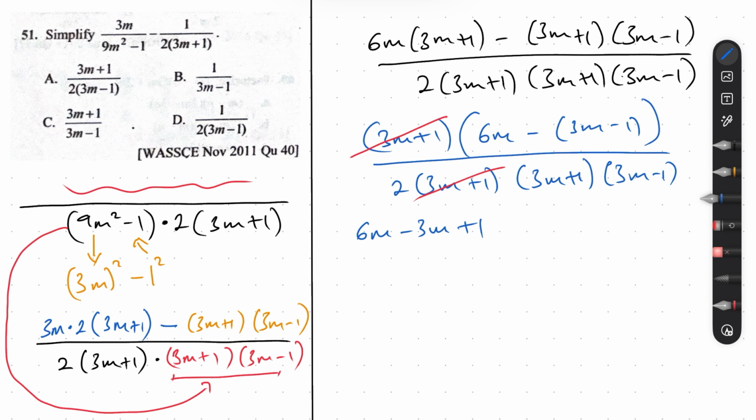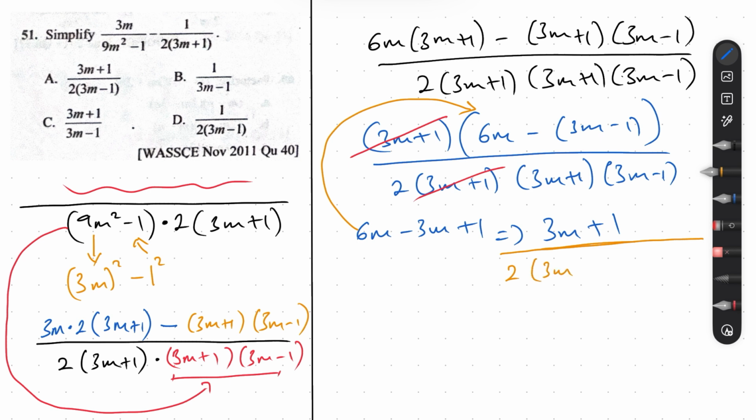Okay, and then that will give us what? 3m plus 1. So the numerator, when we simplify it, we get this solution, 3m plus 1. Okay, so now this 3m plus 1 on top here, all over our remaining what? Denominator. That will be 2 3m plus 1, and then 3m minus 1.